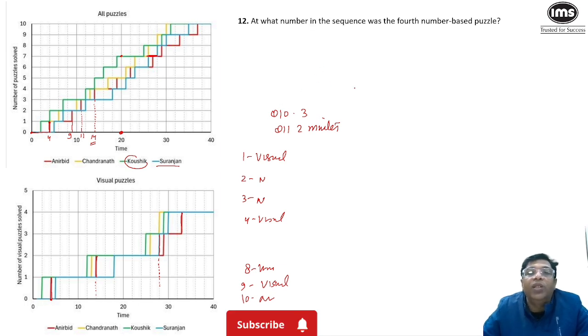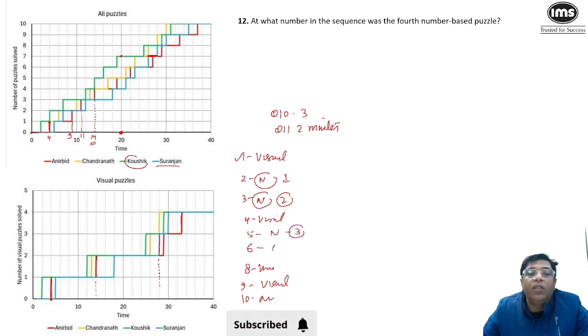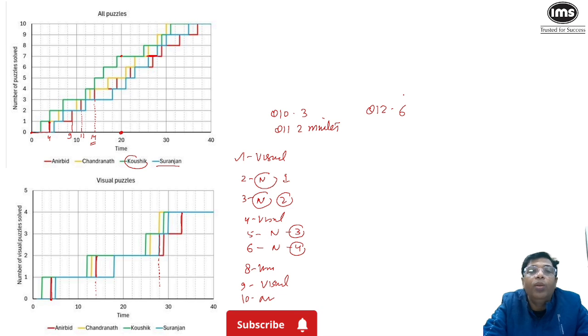At what number in the sequence is the fourth number puzzle? So I think the first is a visual puzzle, the second is the first number puzzle, the third is the second number puzzle, then the fifth will again be a number puzzle, so that is third in sequence, and the sixth puzzle will be the fourth number puzzle in the sequence. So for this particular question, the answer has to be 6. I'm sorry. Go to the next one.